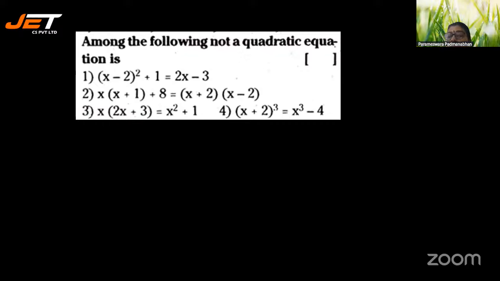Clear? Yes. Option 1, x minus 2 the whole square plus 1 is equal to 2x minus 3. Option 2, x into x plus 1 plus 8 is equal to x plus 2 into x minus 2. Option 3, x into 2x plus 3 is equal to x squared plus 1. Option 4, x plus 2 the whole cube is equal to x cube minus 4.